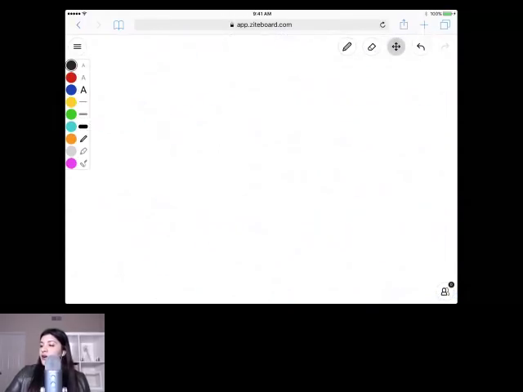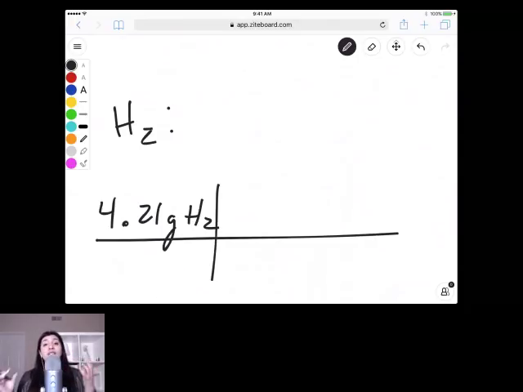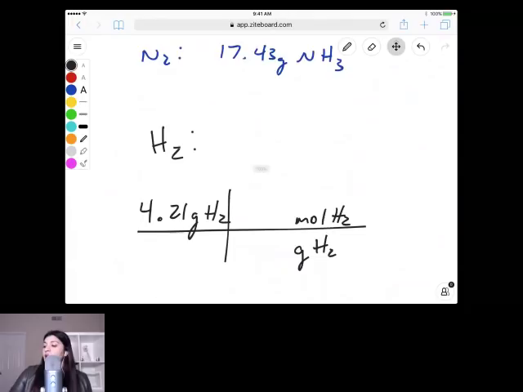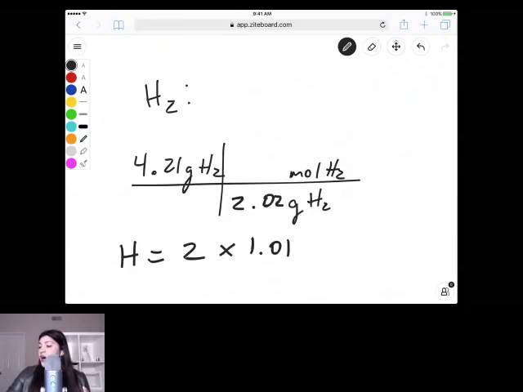All right, so doing that now with hydrogen. I'm going to start with that 4.21 grams of H2. And we wanted to get to our moles of H2. So we'll use the grams or molar mass of H2, going to moles of H2. Looking at your molar mass for hydrogen, there are 2 hydrogen overall. So we're going to multiply 2 times 1.01, which would have given us 2.02 grams of hydrogen, or H2, per every 1 mole. Not done yet.